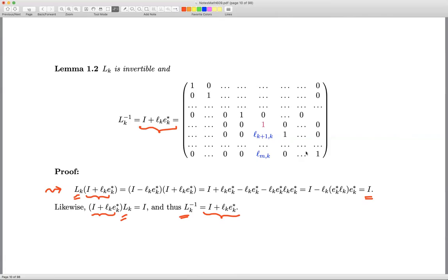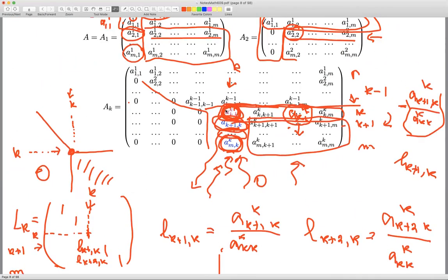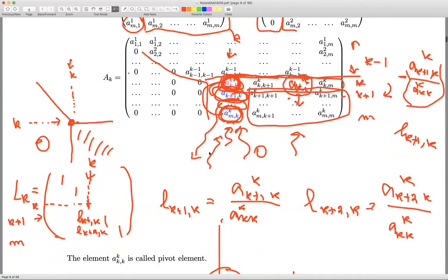The form of Lk inverse is this. We have 1 on the main diagonal, and here we have column k, and in this column k, everything below the main diagonal are those l's. Again, what is l_{jk}? l_{jk} is a_{jk} divided by a_{kk}. And again, what were those? Those were all the elements below the pivot element in the kth step. So this divided by this, and so on, this divided by that.